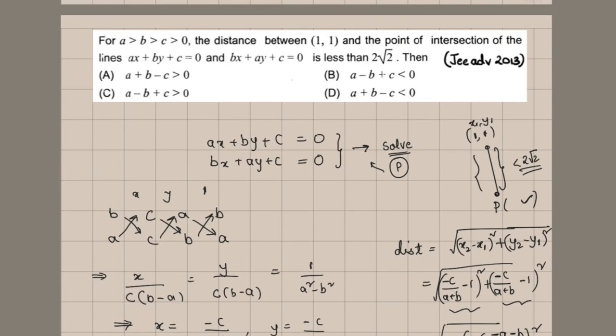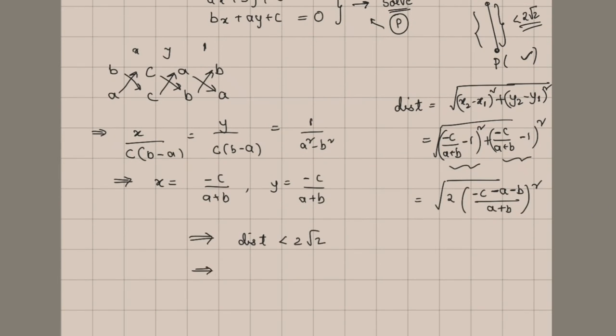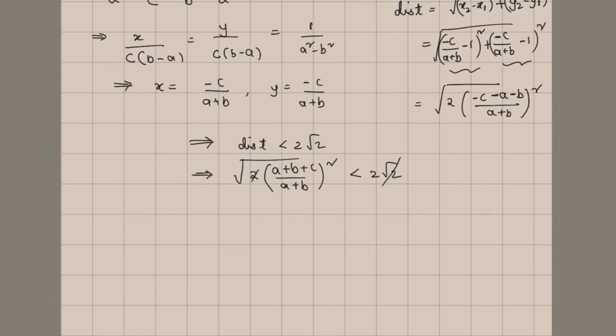See, the distance is less than 2 root 2, which implies root over 2 into (minus c minus a minus b) whole square can be written as (a plus b plus c) by (a plus b) whole square, less than 2 root 2. This root 2 and 2 cancel, which gives root over ((a plus b plus c) by (a plus b)) whole square less than 2. So the root and square cancel, which gives modulus of (a plus b plus c) by (a plus b) less than 2.